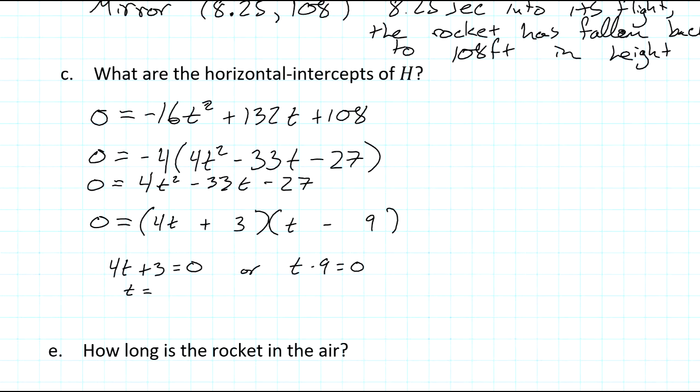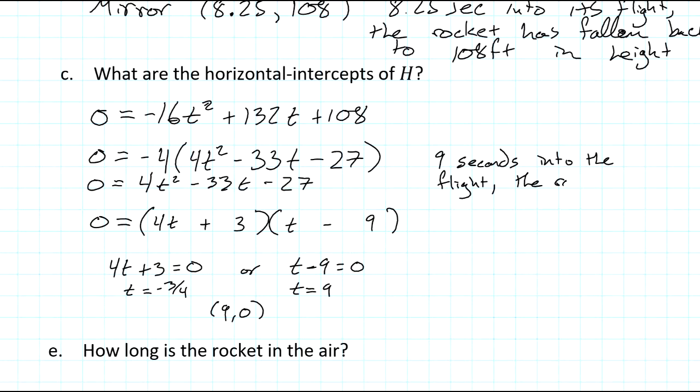Here we'd get t equals negative 3/4, which doesn't matter for us because that's before the rocket is launched. Or t equals 9. So at 9 seconds it hits the ground. We can say that we have the horizontal intercept at (9, 0). And specifically in context, we'll say 9 seconds into the flight, the rocket hits the ground.